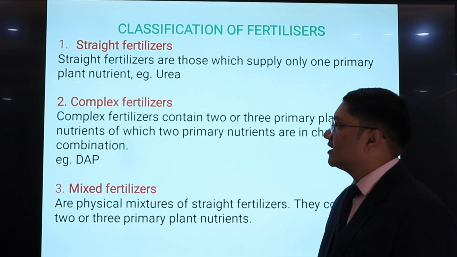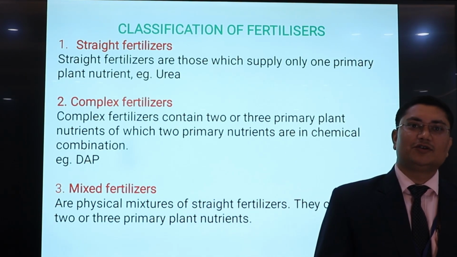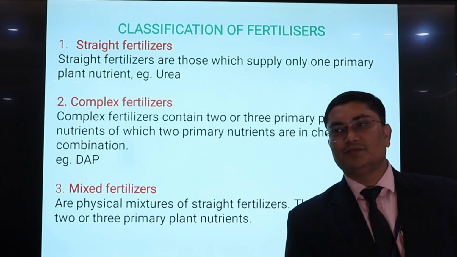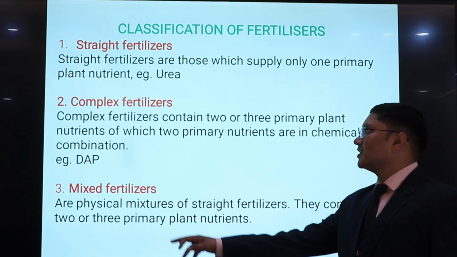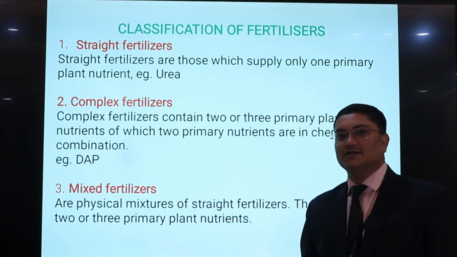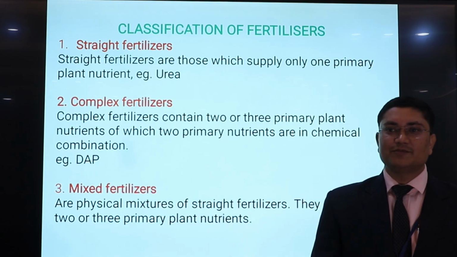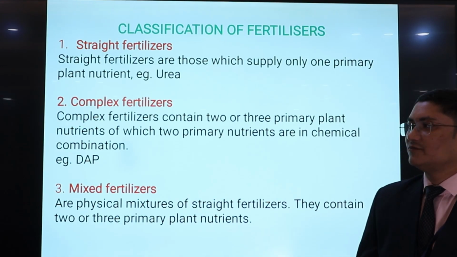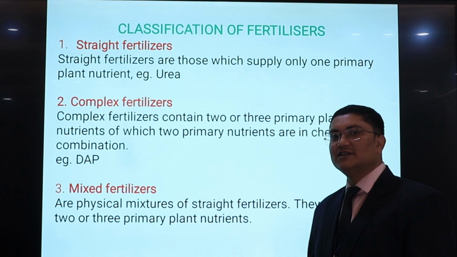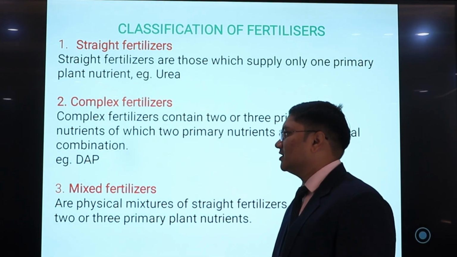Second is complex fertilizers. A complex fertilizer contains two or more major nutrients. The example written is DAP. In DAP, 18% nitrogen and 46% phosphorus are found. So two major nutrients are there. That's why it's a complex fertilizer.